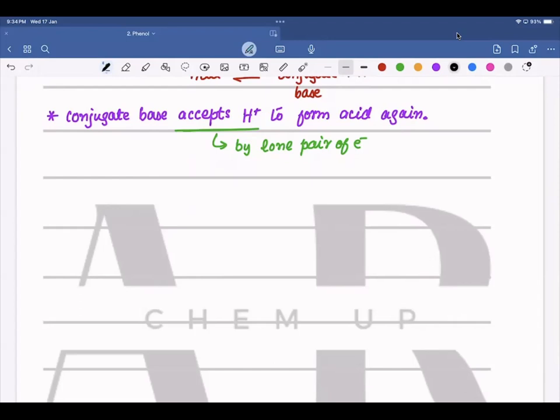One that accepts readily. If it accepts readily, then what will happen to the concentration of hydrogen ions in the solution? It will decrease. So is it going to be a stronger acid or a weaker acid? Weaker. So the one which accepts the hydrogen ion less readily, that conjugate base belongs to the stronger acid.